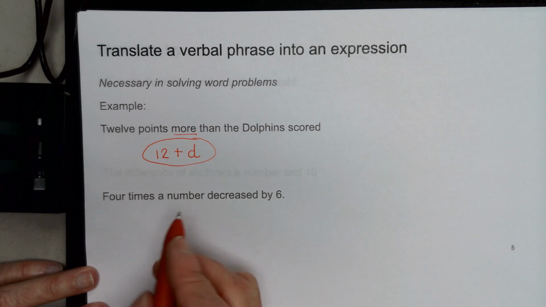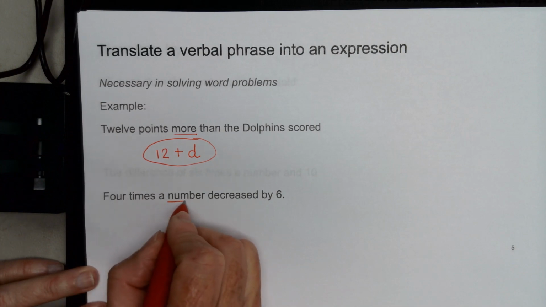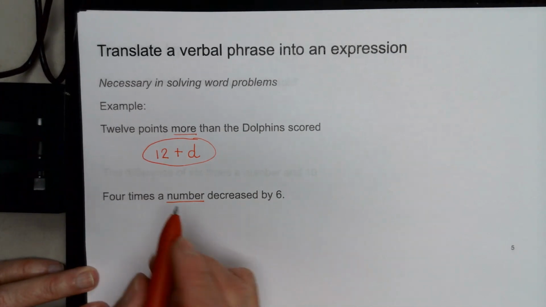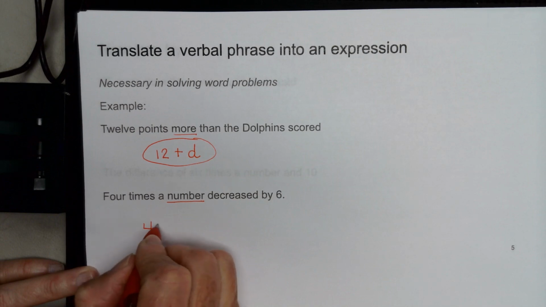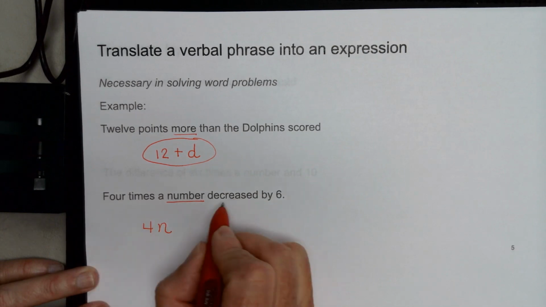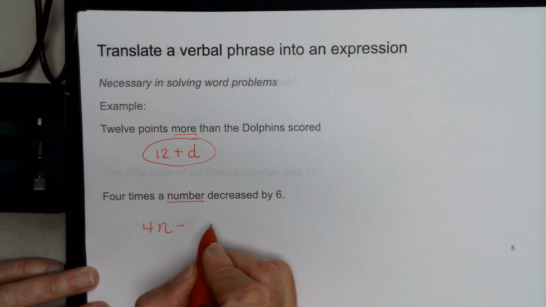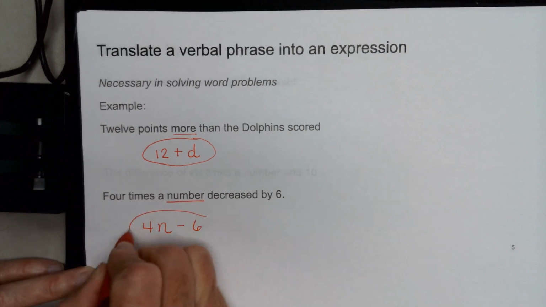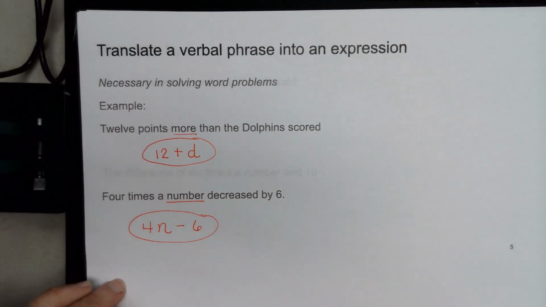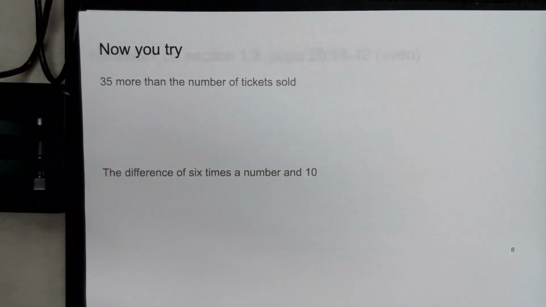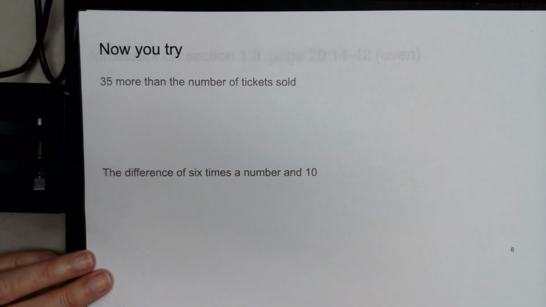This one, 4 times a number, and again, I don't know what the number is, so I'm going to make up, and let's just call it N. Decreased is subtraction by 6. There's your algebraic expression. Now I want you to try some. Pause the video and then come back and see if you got it right.